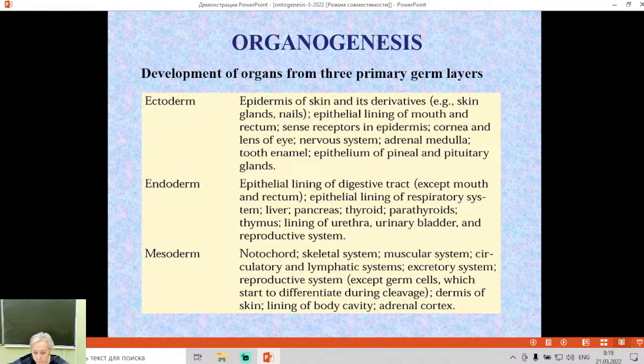And mesoderm will give rise to notochord, skeletal system, muscular system, circulatory and lymphatic system, excretory system, reproductive system, except germ cells, which start to differentiate during cleavage, dermis of skin, lining of body cavity, and adrenal cortex.